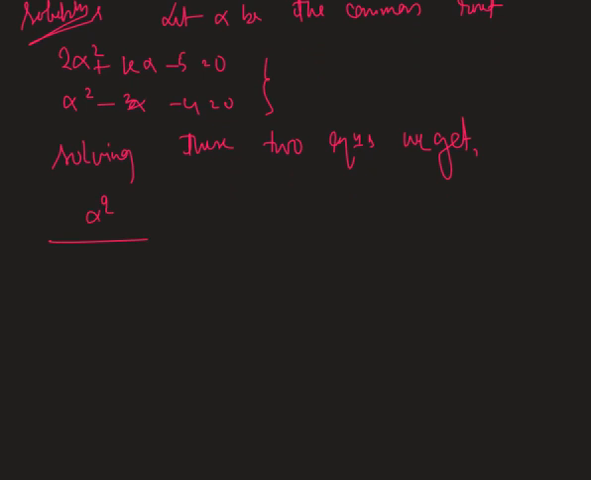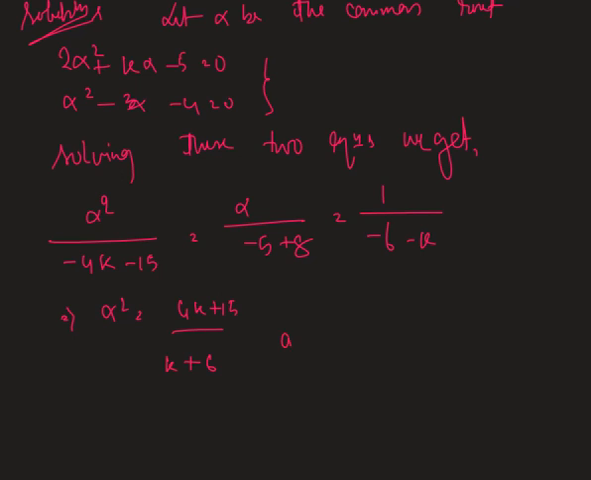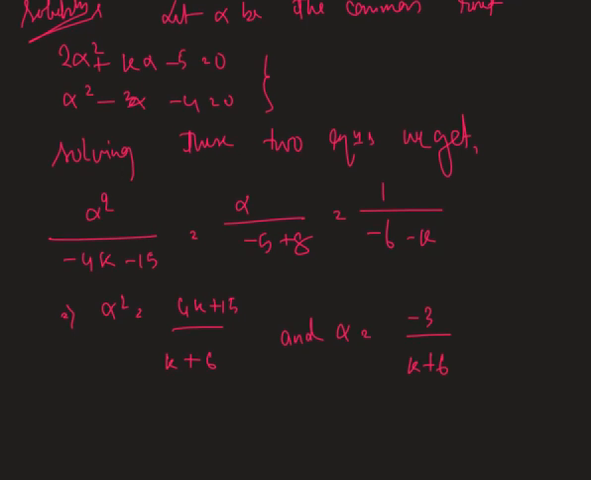alpha square divided by minus 4k minus 15, and here we get alpha divided by minus 5 plus 8, and here we get 1 by minus 6 minus k. So this implies alpha square is equals to 4k plus 15 divided by k plus 6, and alpha is equals to minus 3 by k plus 6.